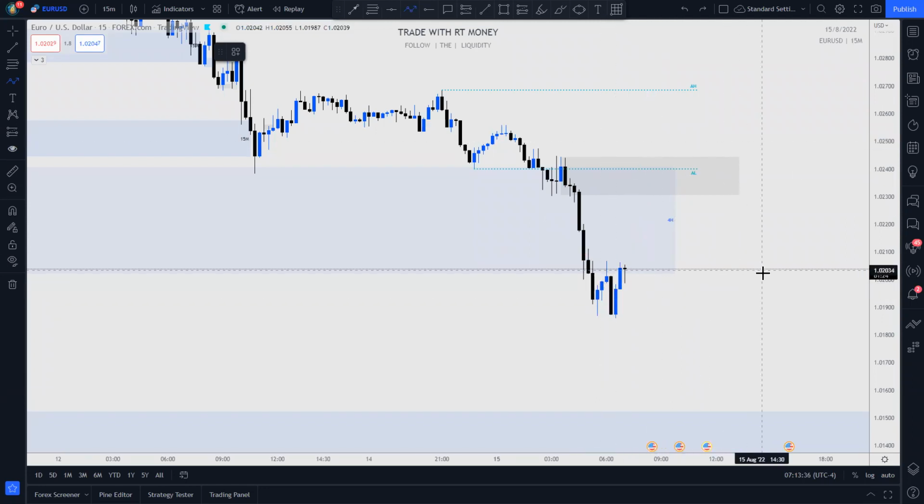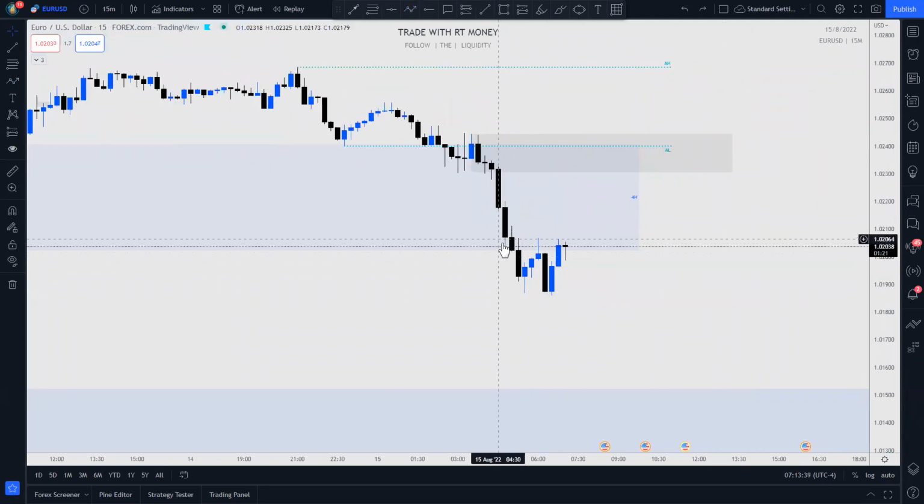And what am I looking for? I'm looking for price to give me that low, that pullback, that lower low, which sweeps liquidity and breaks this high.